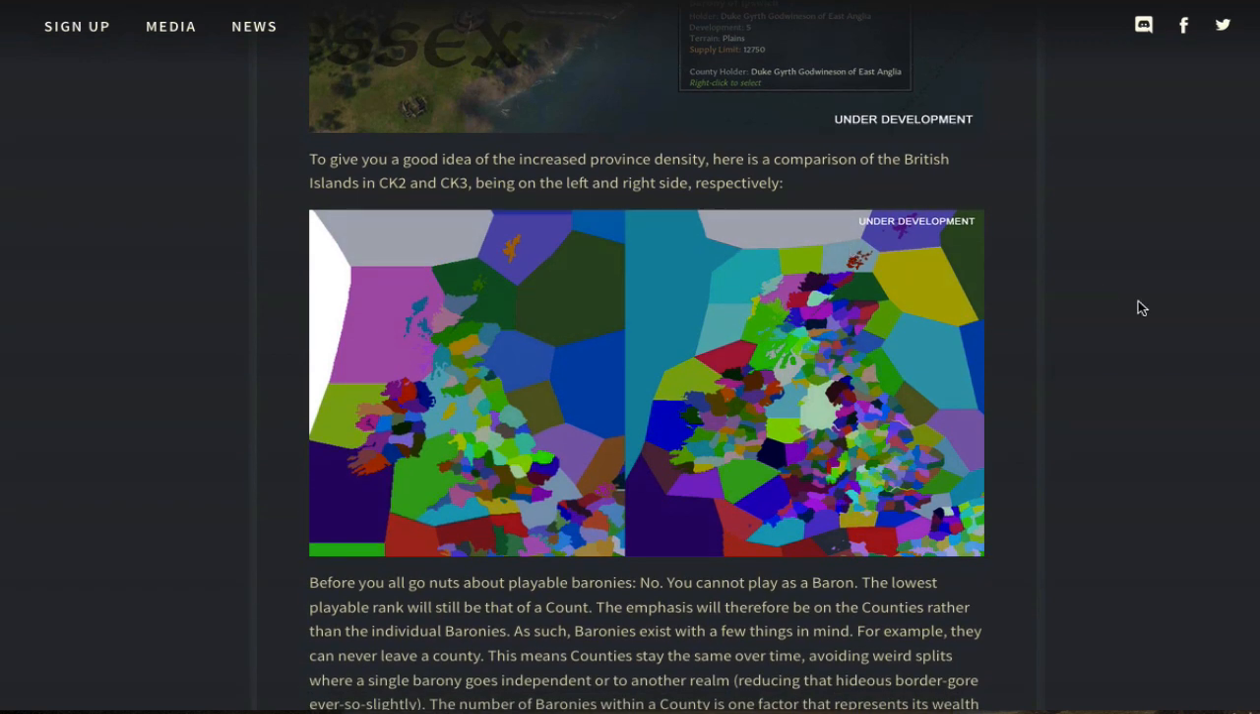To give you a good idea of the increased province density, here is a comparison of the British Isles in CK2 and CK3, being on the left and on the right respectively. I'm not going to zoom in on that because it'll make my eyes go crazy, but you can clearly see there's about 3 times as many things, maybe even 4 times. I'm going to say 3 times as many provinces. Obviously, it's probably the same amount of counties, just baronies now show up on the map as tiles.